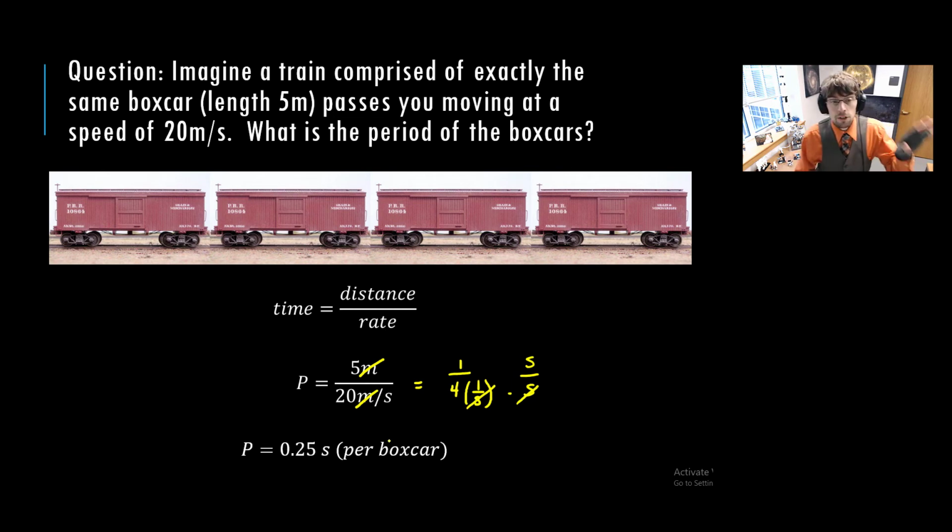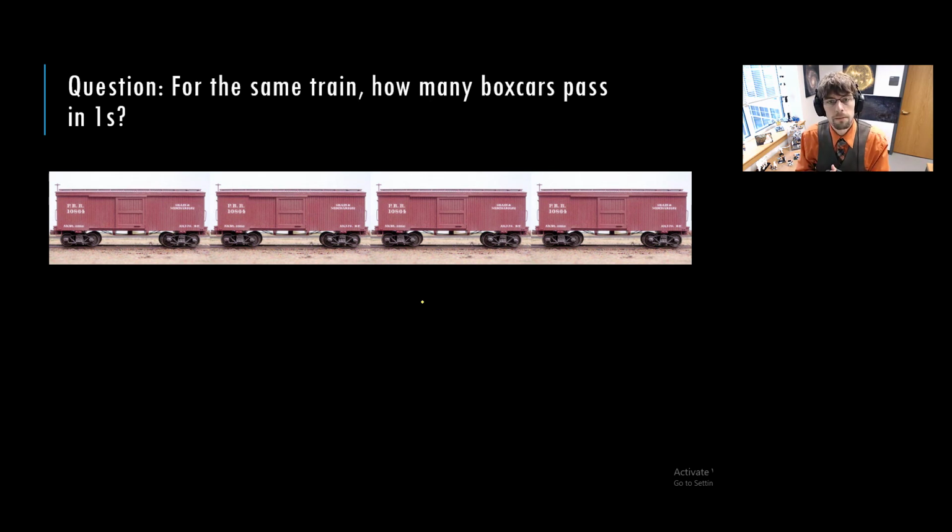So, okay, good. So we have an idea about how to relate the period, how often the object repeats, to the size of the object, right? We can say, how long does it take for the boxcar to repeat? We're using the size of the boxcar to figure that out. Okay. So, next question. For the same train, how many boxcars pass you in 1 second?